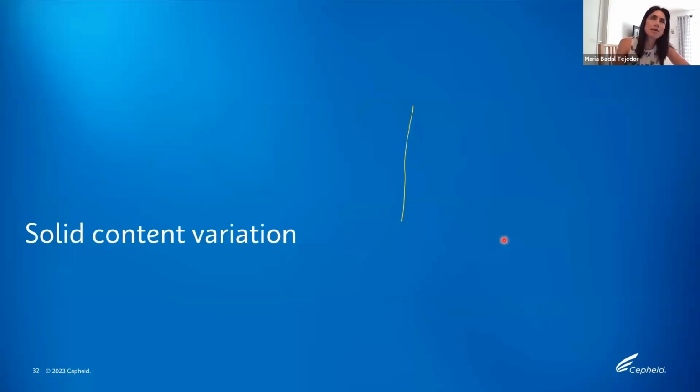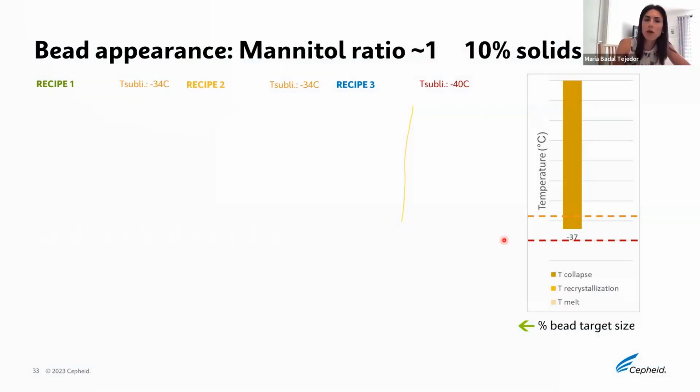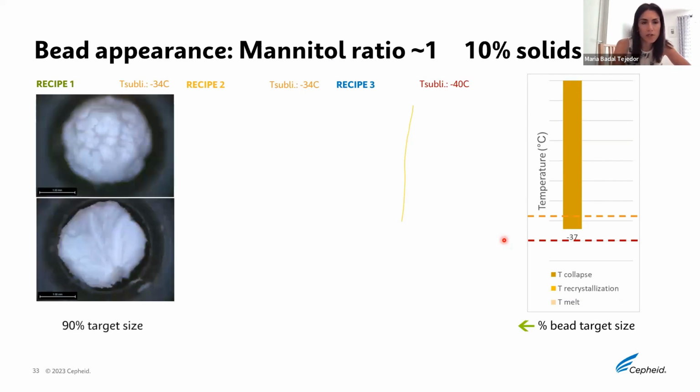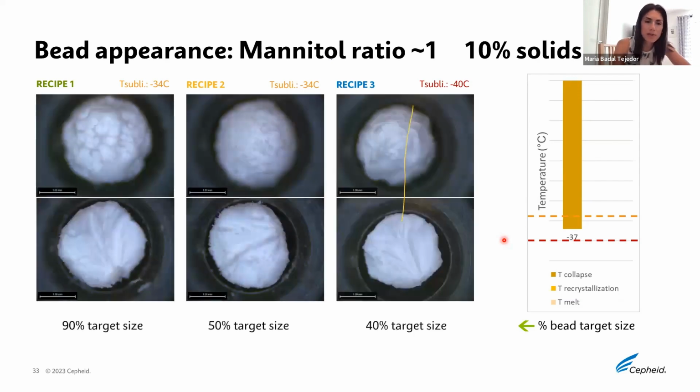But what happens if, instead of having 20% solid content, we have fewer solids in the solution, even though we still have a mannitol ratio of 1? As we saw in the characterization, the collapse temperature of this solution is quite low. And for our cycles, this collapse temperature is met before sublimation has started for the more aggressive cycles, and very close for the more conservative cycle. And as we can see in the appearance of the beads, they all collapsed. They were all very brittle. They cracked easily, and both the surface and the inner structure were collapsed.